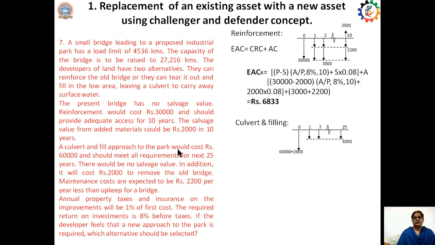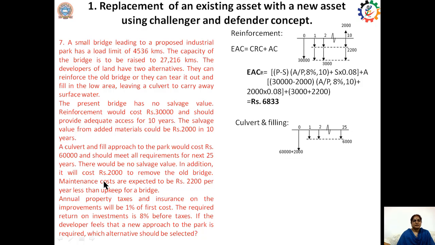Culvert and filling has got 60,000 for the next 25 years. Age is 25. 25 and 10 are unequal, but we can just proceed. I already gave you the reason. No salvage value, fine. In addition, it will cost rupees 2000 to remove the old bridge. It means the person who is going for augmentation of the bridge, if he goes for the culvert and filling option, has to dismantle the old bridge. For that 2000 extra, to be added to the first cost.